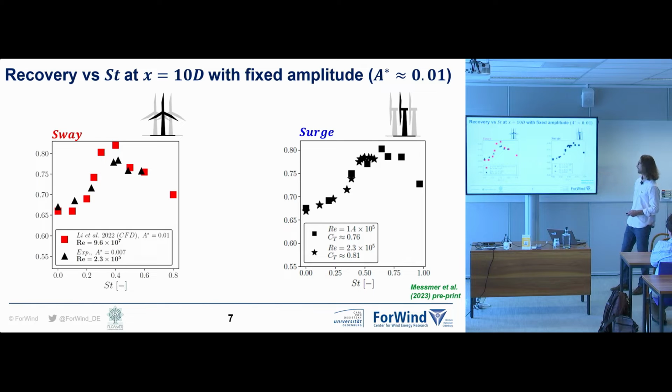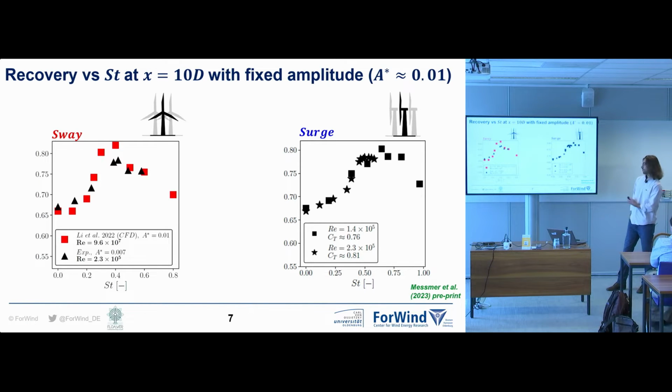And on the right-hand side, you see the surge case. So similarly, when the frequency is low, we have almost the same trend as the fixed case. And then it slowly goes up, and we have differences up to 20% where the optimum is over a big region, and then it goes down. So actually, when we compare the sway and surge degrees of freedom, we have some similar differences. But still, in both cases, we have an increase of the recovery for a given frequency.